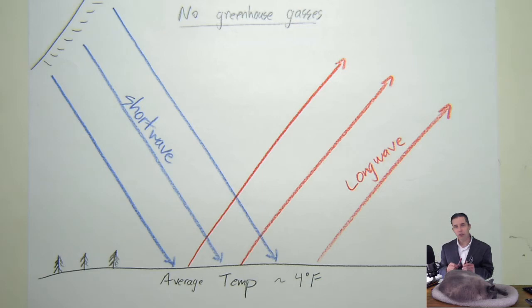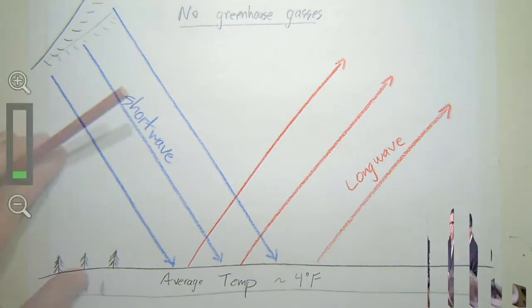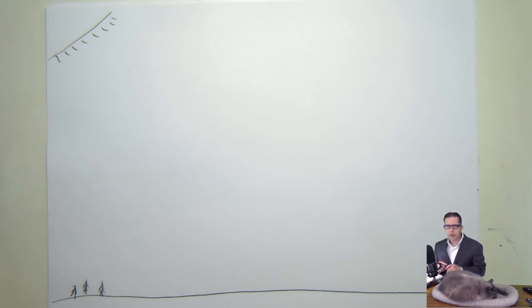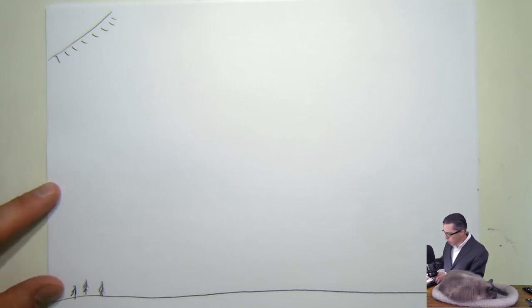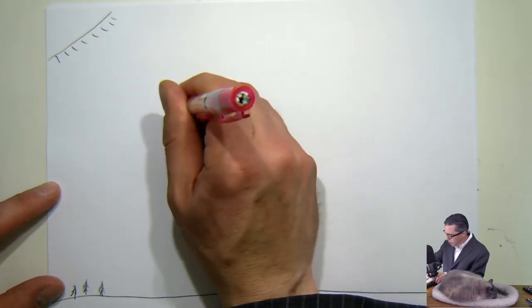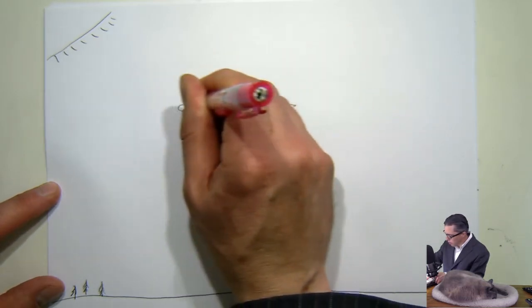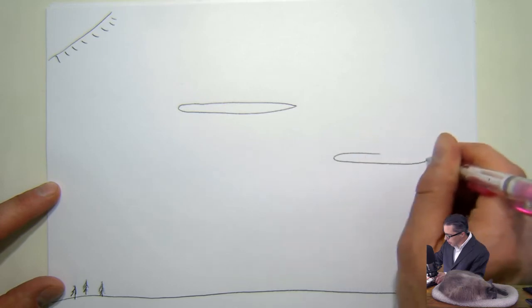Okay, so now let's take this scenario and let's add one thing. What if we had a planet that had clouds? Okay, so we're just going to do that first. So redraw. Okay, so in this scenario, we have clouds. And so I'm going to draw these as some physical objects in the sky.